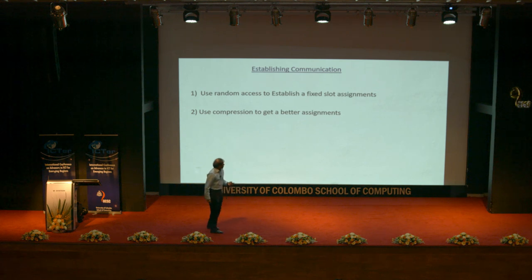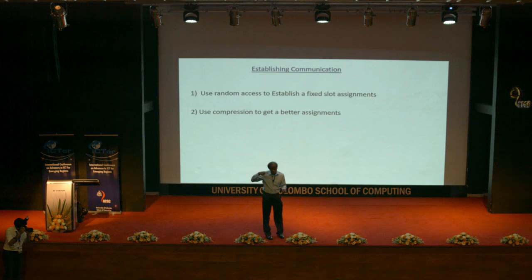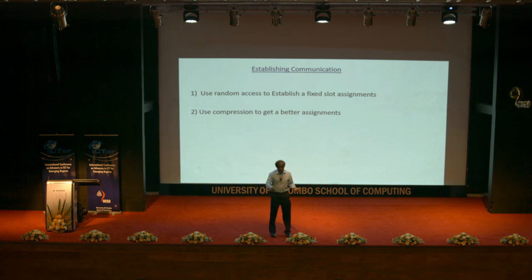So basically what we're going to do is establish communications: use random access to establish fixed slot assignments, okay? The idea is we have to somehow find fixed slot assignments, and the way we do this is using some random access. I want to explain that to you. When we first do this with random access, we won't get the best result. It'll say today, tomorrow, day after, like that. That's too much, right? But once we get that, that's the first step. Then we compress it to make it better. Is it okay?